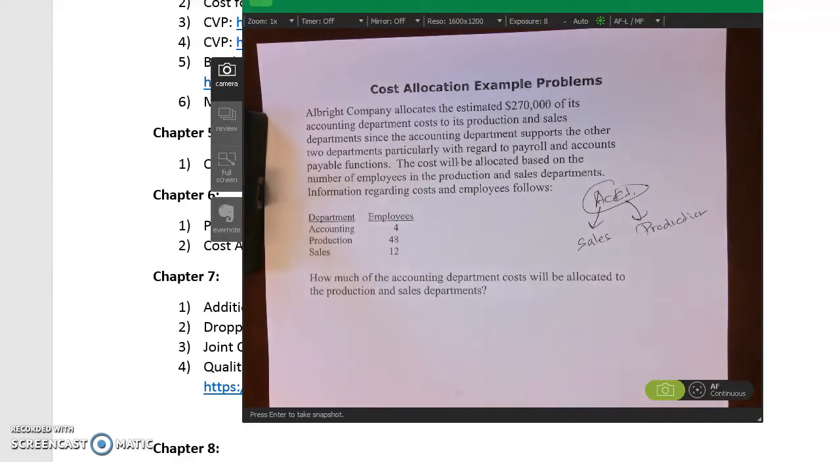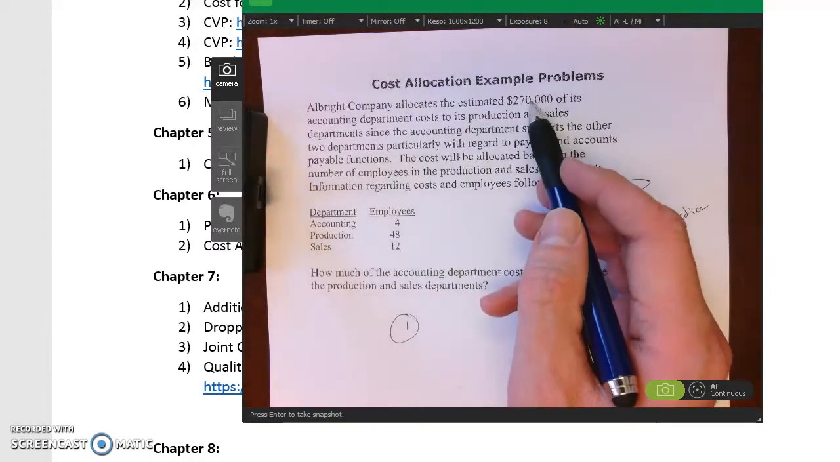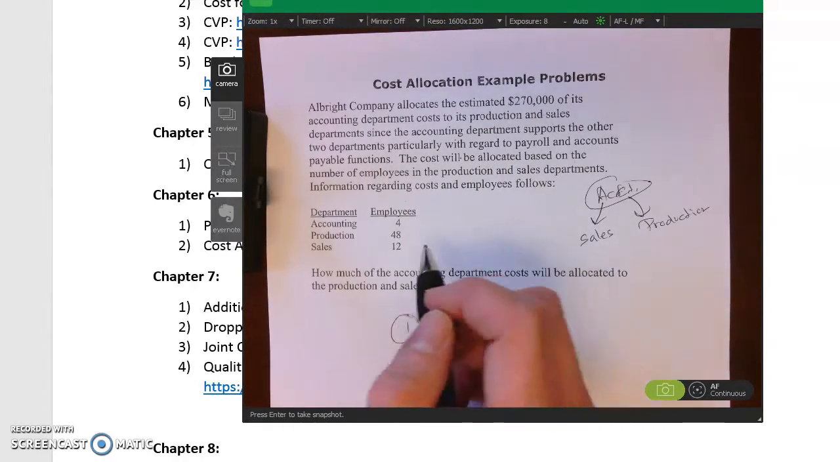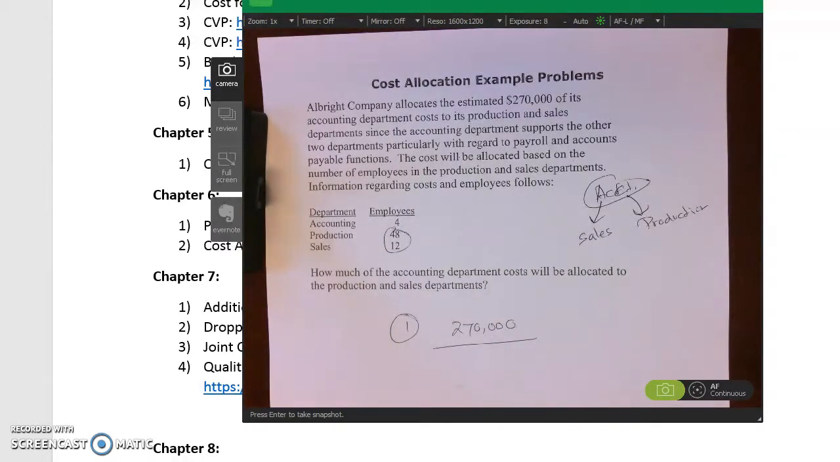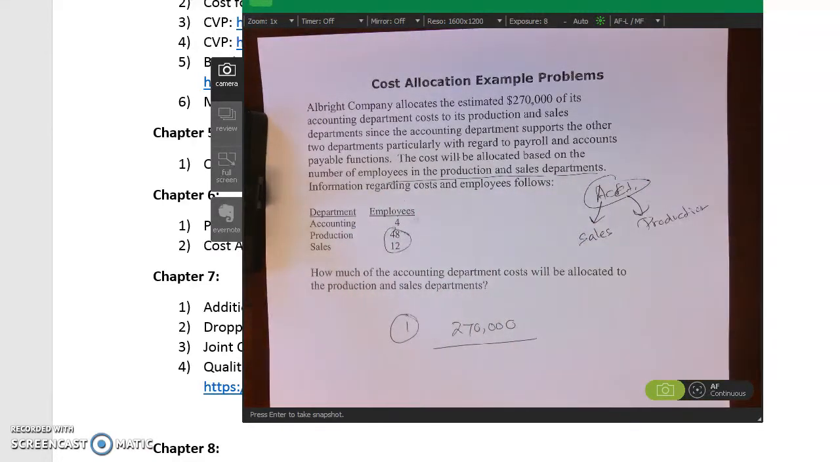So if we think back to how we are actually going to do cost allocation, the actual computations are very similar to what we did with calculating overhead and applying overhead, like what we did in job order costing and process costing. Okay, so the first thing that we did is we calculated the rate. Remember, the way we calculated the rate is we took our estimated total overhead divided by our estimated total allocation base. So in this case, our estimated total overhead, 270, and what is our allocation base? It's 60. It's not 64. It's 60. And why is that? Because it says based upon the number of employees in the production and sales departments.